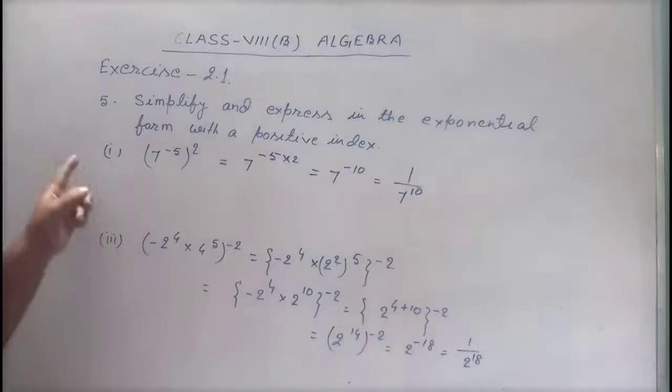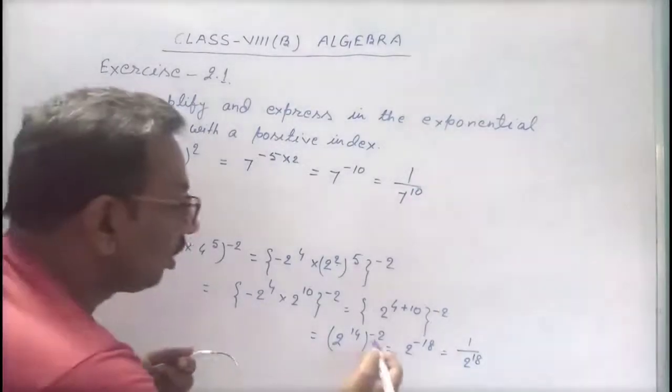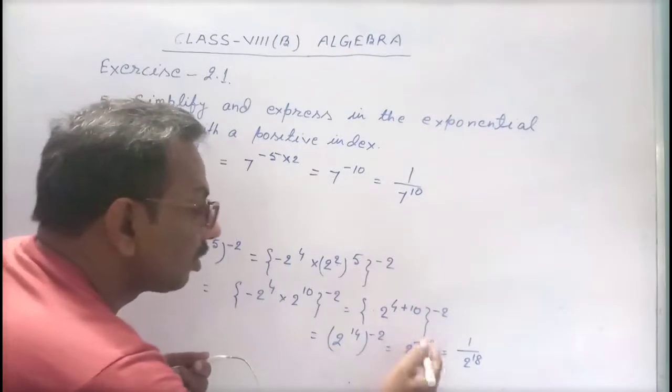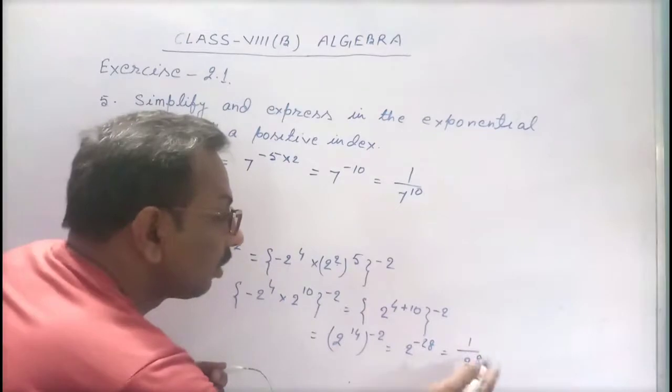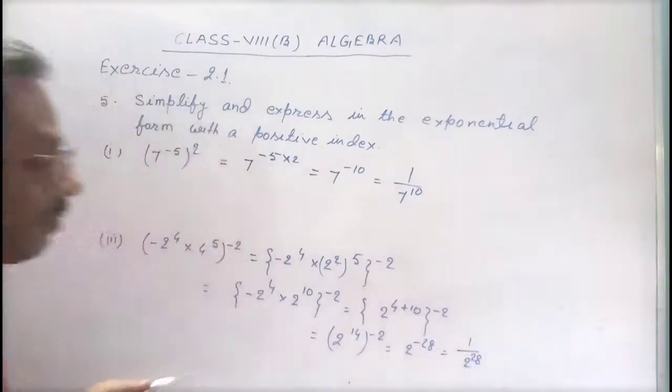This is question number 5, Roman number 3, and here a little mistake is there. 14 into minus 2, that will be minus 28, and here the exponent will be plus 28. That is the answer.